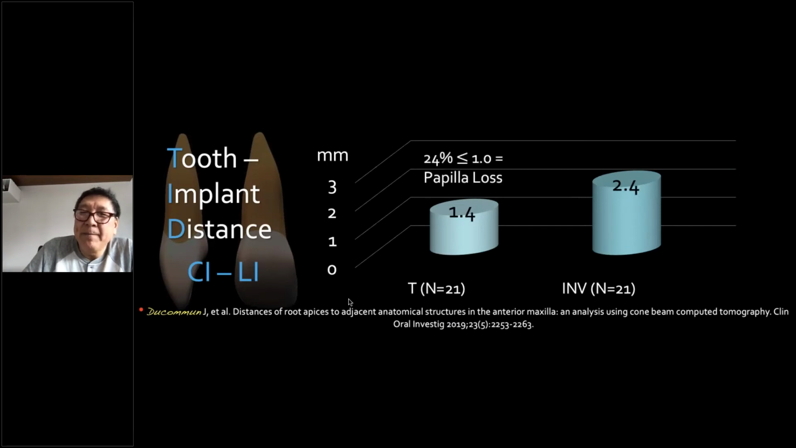But this is the key. In the tapered group, we lost 25% of the papillae in that group because 25% of them were less than 1, and associated with being less than 1, we lost about 1 millimeter of crestal bone. So you have to start to think, well, in the tapered group, that's not the whole story. The whole story in the tapered group is that 1 out of 4 patients lost the papilla, and that becomes a problem.